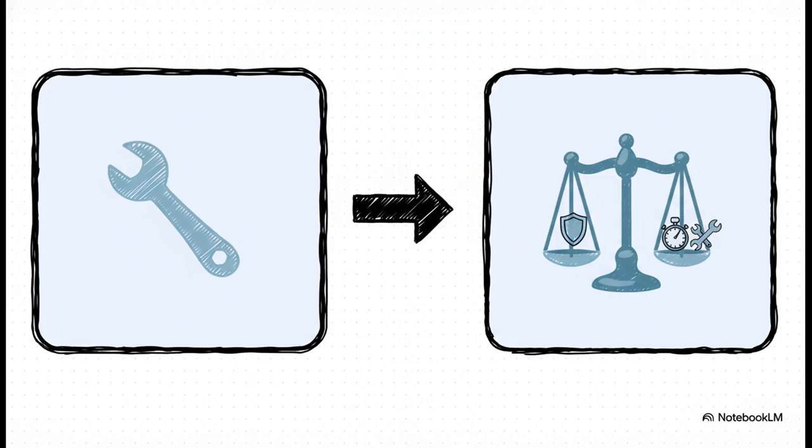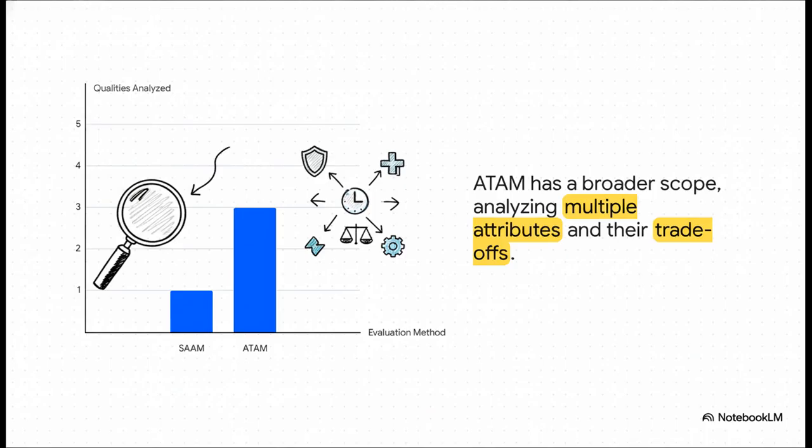ATAM, on the other hand, takes things way further. It's designed to look at multiple quality goals at the same time: performance, security, usability, you name it. And crucially, it's designed to uncover the trade-offs between them. This chart just makes that difference pop. You can see SAAM there, with its narrow focus on modifiability, and then you see ATAM, with this much wider scope, looking at a bunch of different things and explicitly calling out the trade-offs. For instance, ATAM helps you see that a decision that makes your system way more secure might also make it a little bit slower. It's built to find those exact spots where you're forced to make a hard choice.